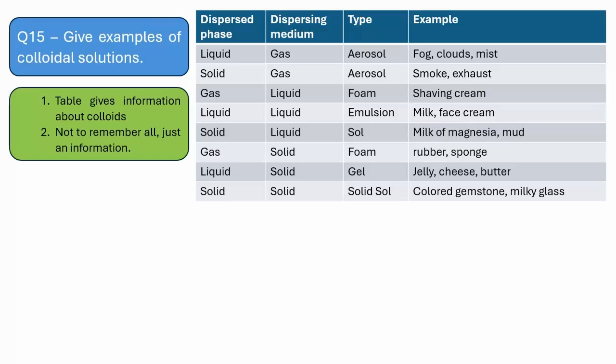If you mix gas in solid, right, you disperse gas inside solid. Remember, when you dispersed gas inside liquid also, it's called foam. For example, shaving cream. When you dispersed gas in solid also, it's called foam. So rubber and sponge are solids in which gas has been dispersed. If you disperse liquid in solid, it's called gel. For example, jelly, cheese, butter, all this liquid is dispersed into solid. If you disperse solid into solid, it's called solid sol. For example, colored gemstones, milky glass, etc.